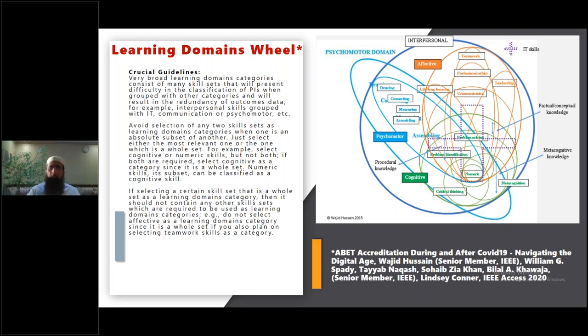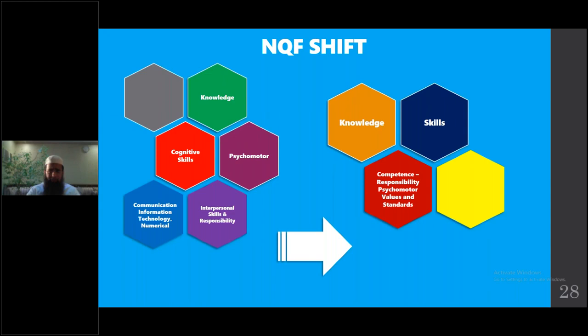Do not select subset learning domains which have a lot of overlap with other domains and create redundancy for evaluation assessment. And that'd be a huge accuracy issue. So that's basically what happened here. There are some problems with this model as well, but because of the time constraint, we will not enter into national qualification frameworks in this particular presentation.